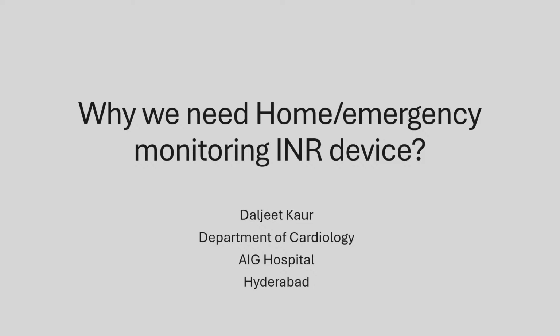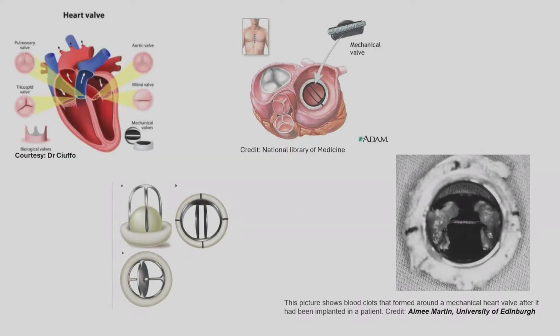So why this project? Why are we talking about the need for home or emergency monitoring of something called an international normalized ratio device? Why do we need it? The thing is, we have a heart. There are four valves in that, and these heart valves tend to become diseased. They may leak or they become very short. If that happens, for these various reasons, we have to replace these valves.